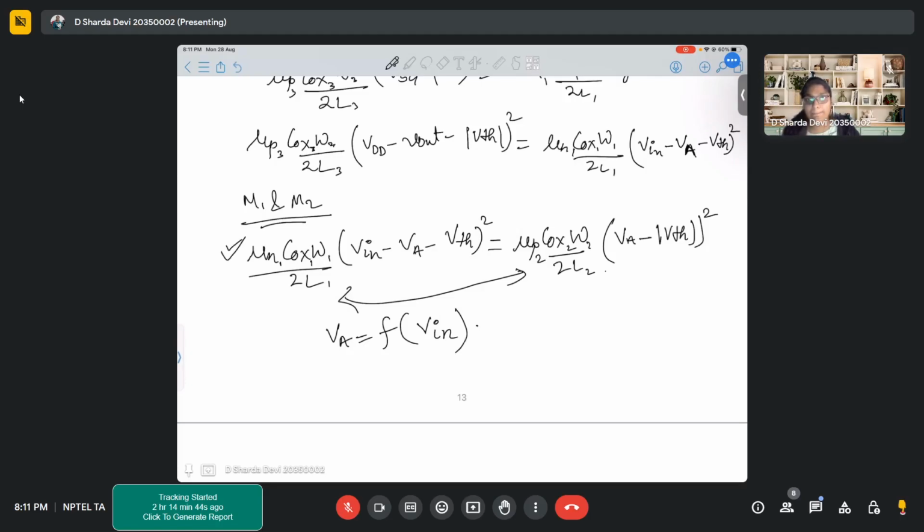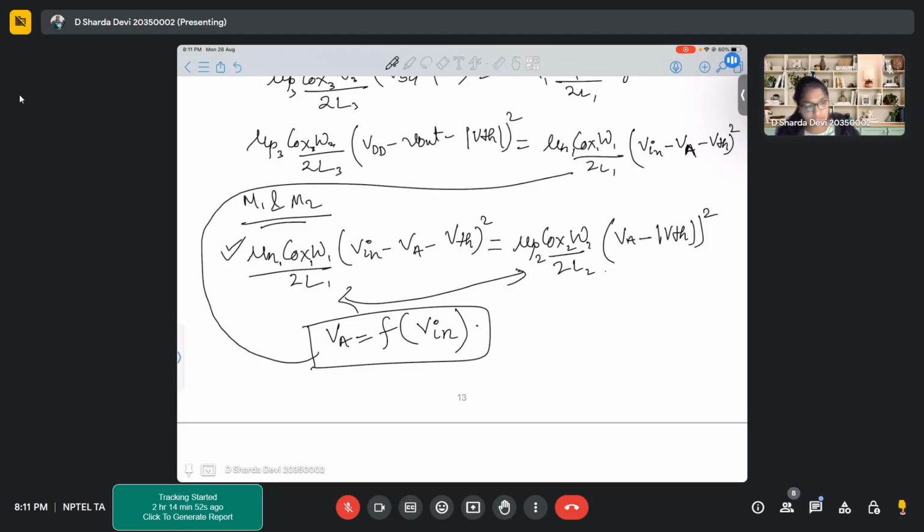So from this expression, we'll get a relation like VA as a function of Vin. Then you substitute this over here. Now this expression will only be in terms of Vout and Vin, so you have to segregate the terms for Vout and Vin, and then simply write Vout by Vin. That is the idea.